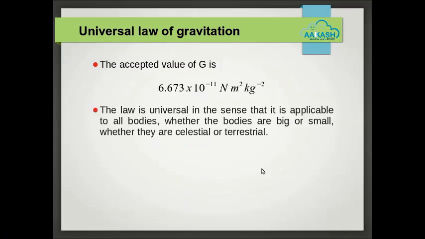The accepted value of G is 6.673 multiplied by 10 raised to the power minus 11 Newton meter square kg minus 2. The law is universal in the sense that it is applicable to all bodies, whether the bodies are big or small, whether they are celestial or terrestrial.